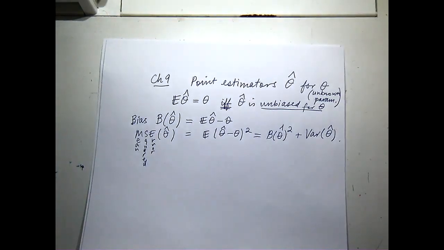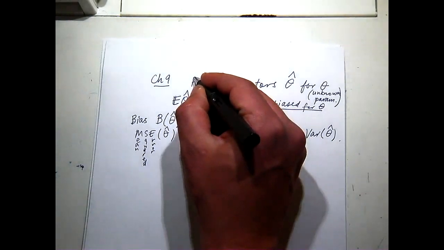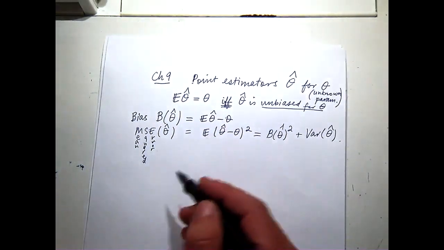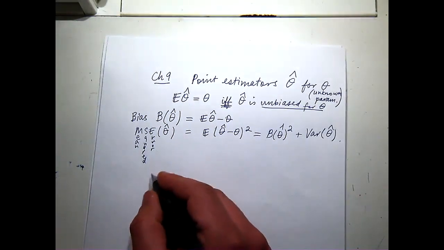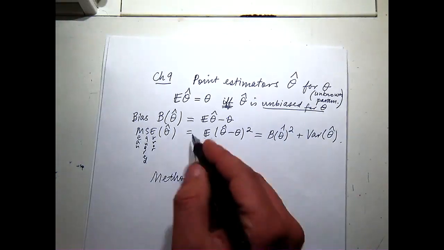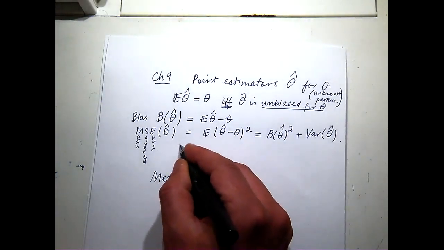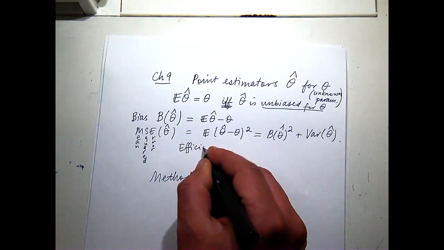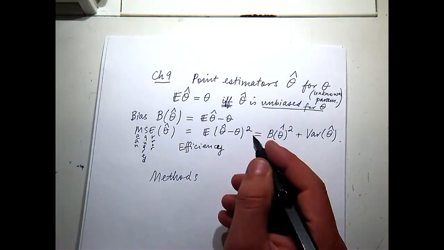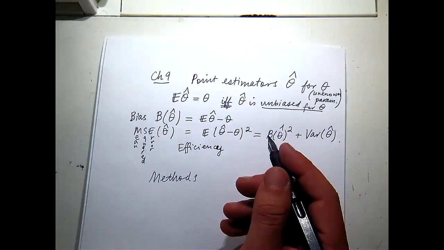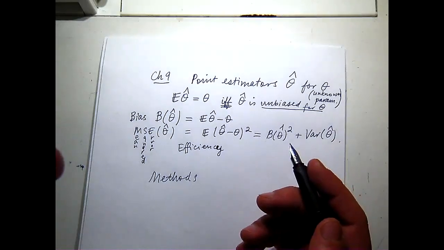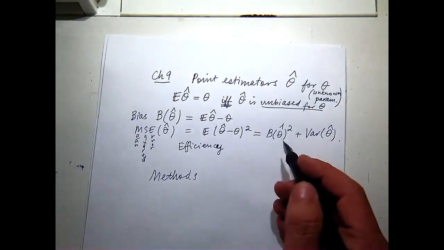Okay, so let's talk first about some methods for coming up with point estimators. And we're going to do two main methods. Oh, before I do that, the efficiency. We're only going to define efficiency. Basically, more efficient is better for an estimator. We only want to define it for unbiased because there's a bit of a trade-off between bias and variance.